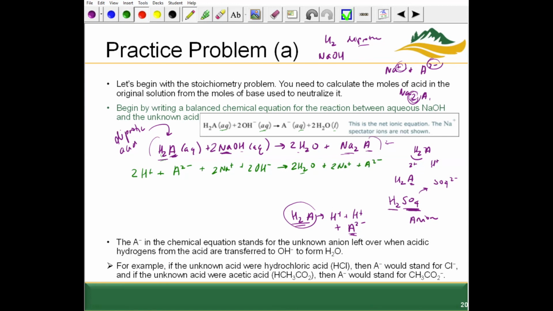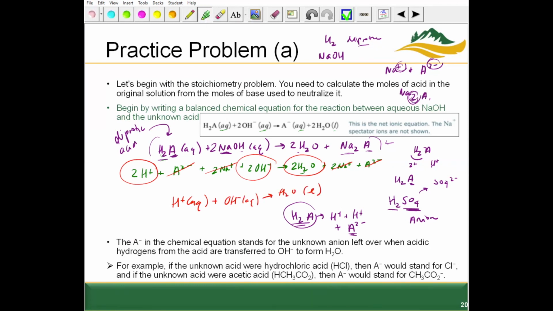So now to start canceling out ions that show up on both sides in the same form for the reaction, we can cancel out A2 minus and Na plus, leaving H plus and 2 OH minus going on to form water. So that's what we would expect from a strong acid, strong base net ionic equation, where ultimately we have H plus cations and OH minus anions go on to form water.